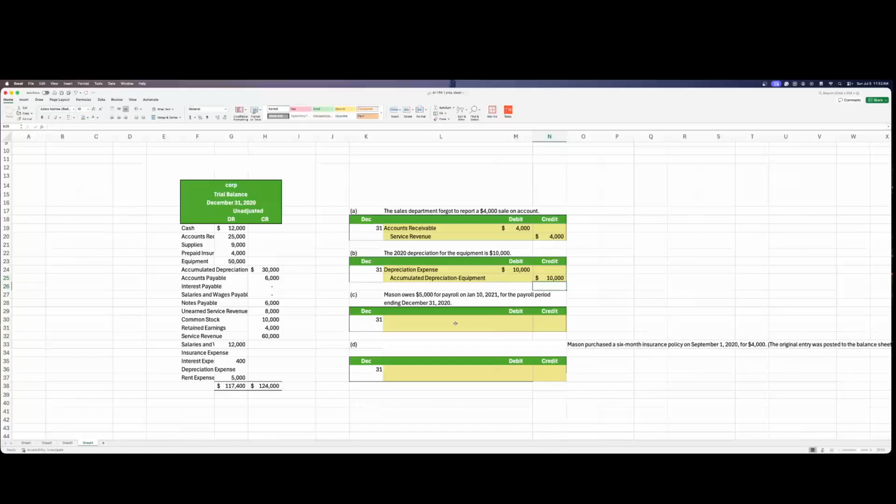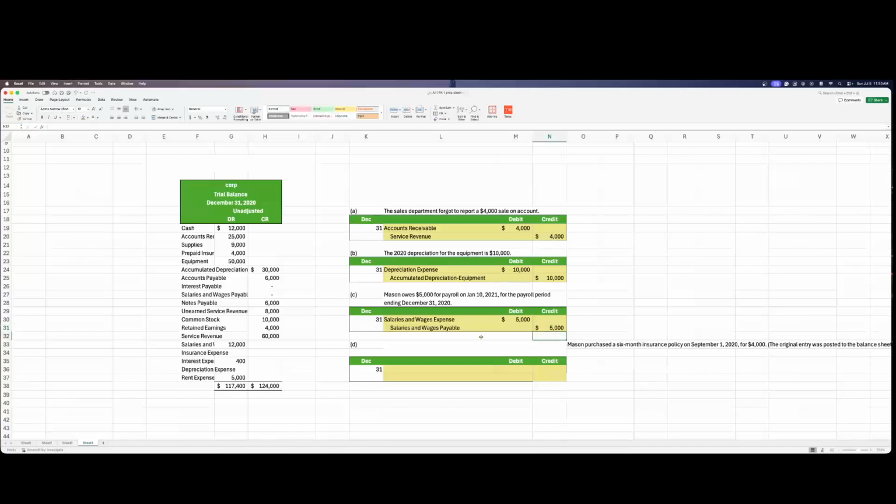Okay, so there is payroll. What is that? Payroll. Owes payroll. Okay, so then it's going to be salaries and expenses most likely, and then it's going to be expense payables. 5,000.